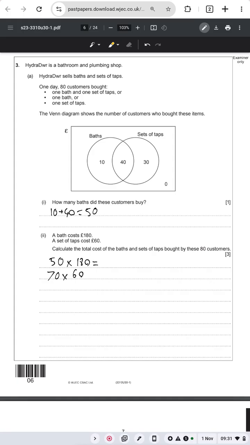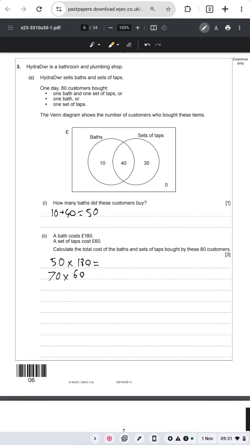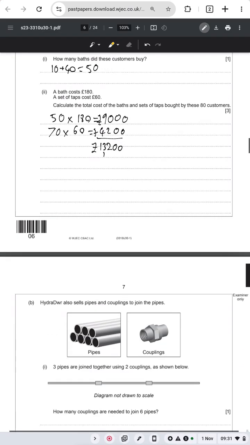So 5 times 18 is 90, but we've got those two zeros to add on to the end, so that's £9,000 for baths. And we've got 7 times 6, which is 42, add another couple of zeros, so we're going to add all these together, so we get 13,200 pounds spent on both.